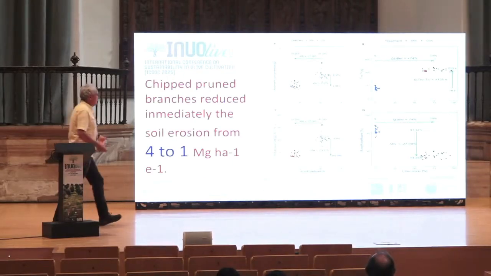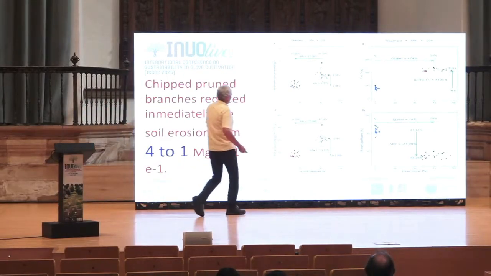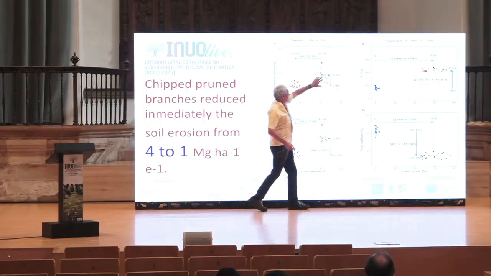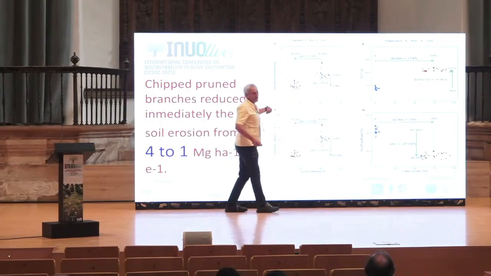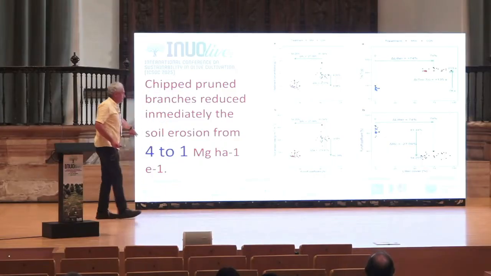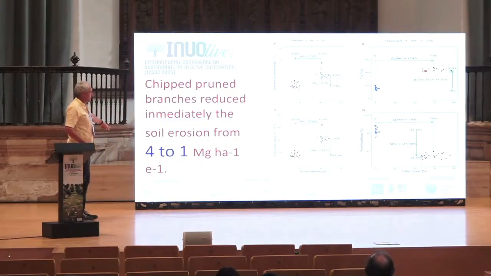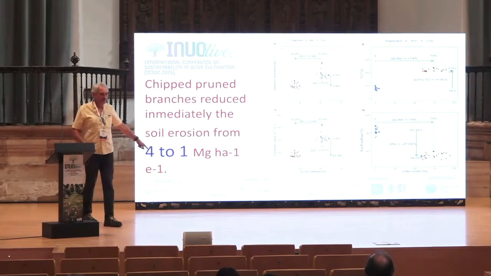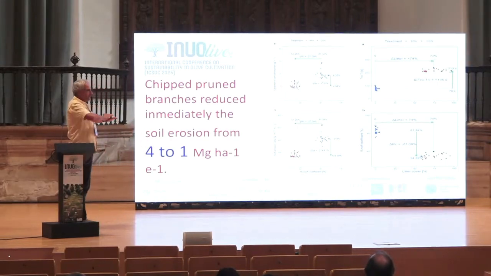And these are some data. Our data is this pirate plot. You have red and blue. One is the control and the other is with the chipped pruned branches. But here you have some key information. You reduce soil erosion from 4 to 1. This means you have a field that has 4 tons per hectare of soil losses.